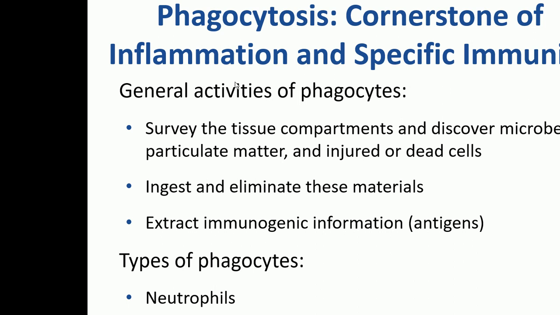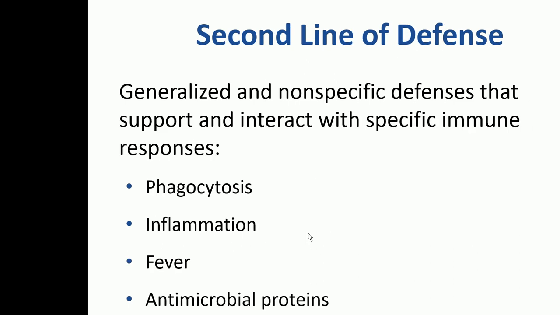The activities of phagocytes are to survey the tissue compartments, and they discover microbes, particulate matter, and injured or dead cells. They ingest and eliminate these materials, and they extract the immunological information. They basically expose the antigens on these microbes. So these are the four second line of defense mechanisms we're going to talk about, which include phagocytosis, inflammation, fever, and antimicrobial proteins.